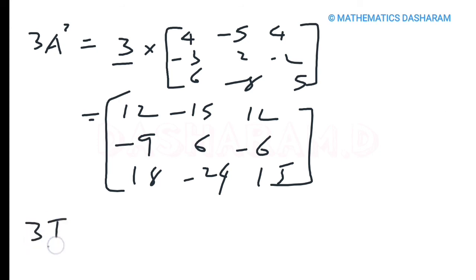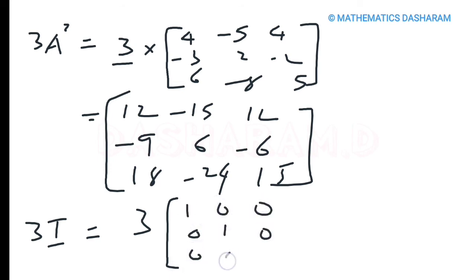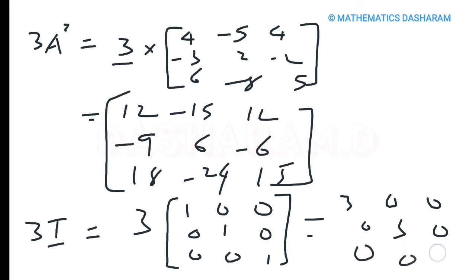Let's find 3I. So 3 into the I matrix, which is the unit matrix of order 3. Now multiply 3 inside: 3 0 0, 0 3 0, 0 0 3.